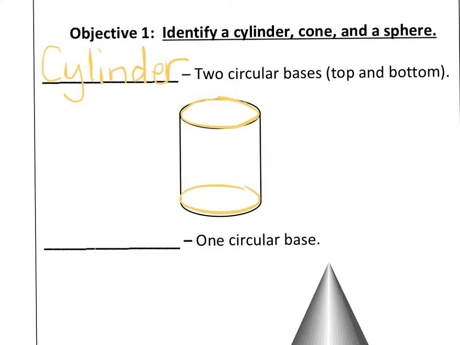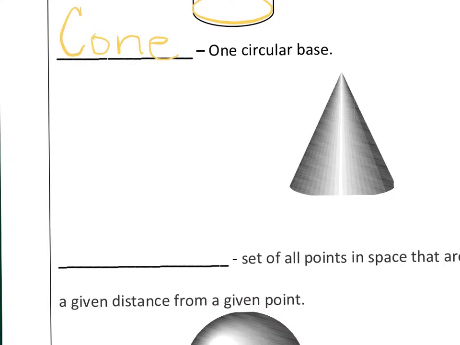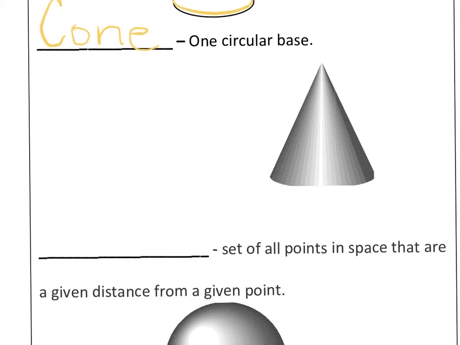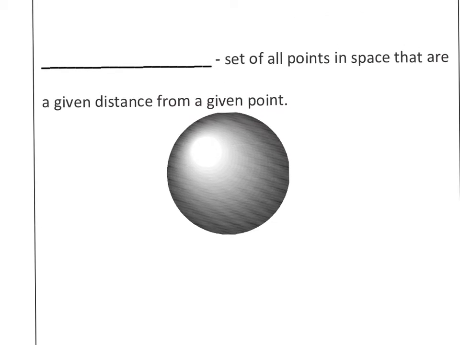A cone has one circular base. Obviously, the most common cone is an ice cream cone, or maybe an orange cone on the side of the road, or maybe one that you might use in football practice or basketball practice. And then finally, a sphere is basically a ball. And in a sphere, all of the points are the same distance from the center. So from the center out to the edge, all of them are equally distant all the way around.